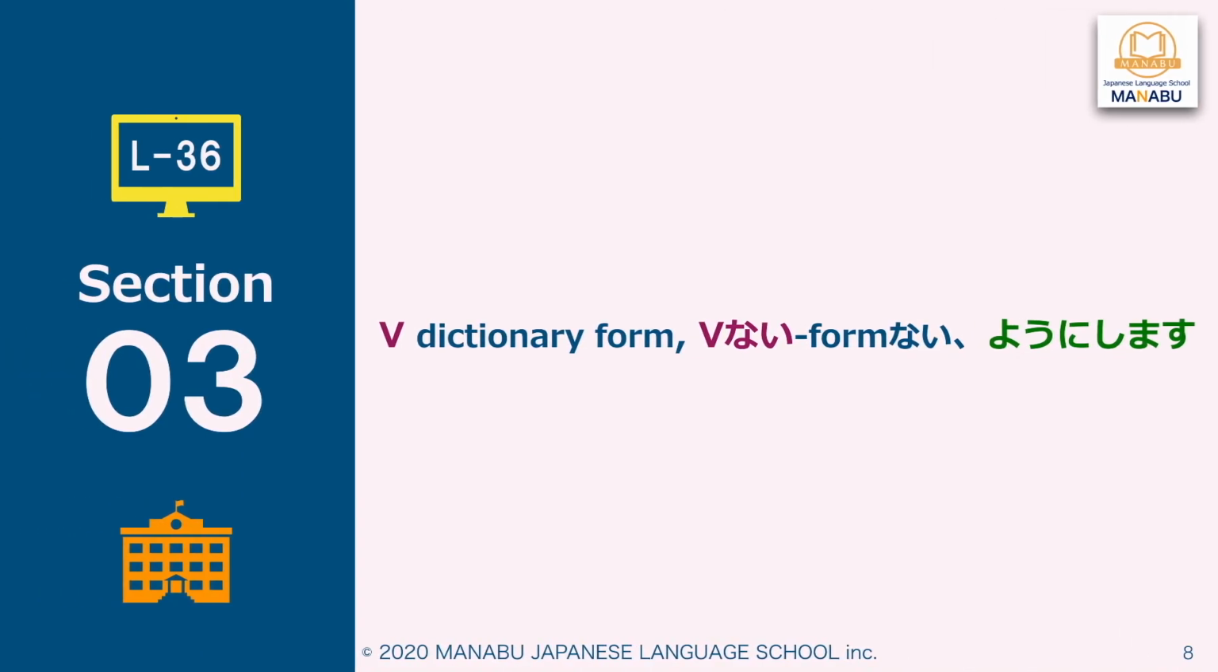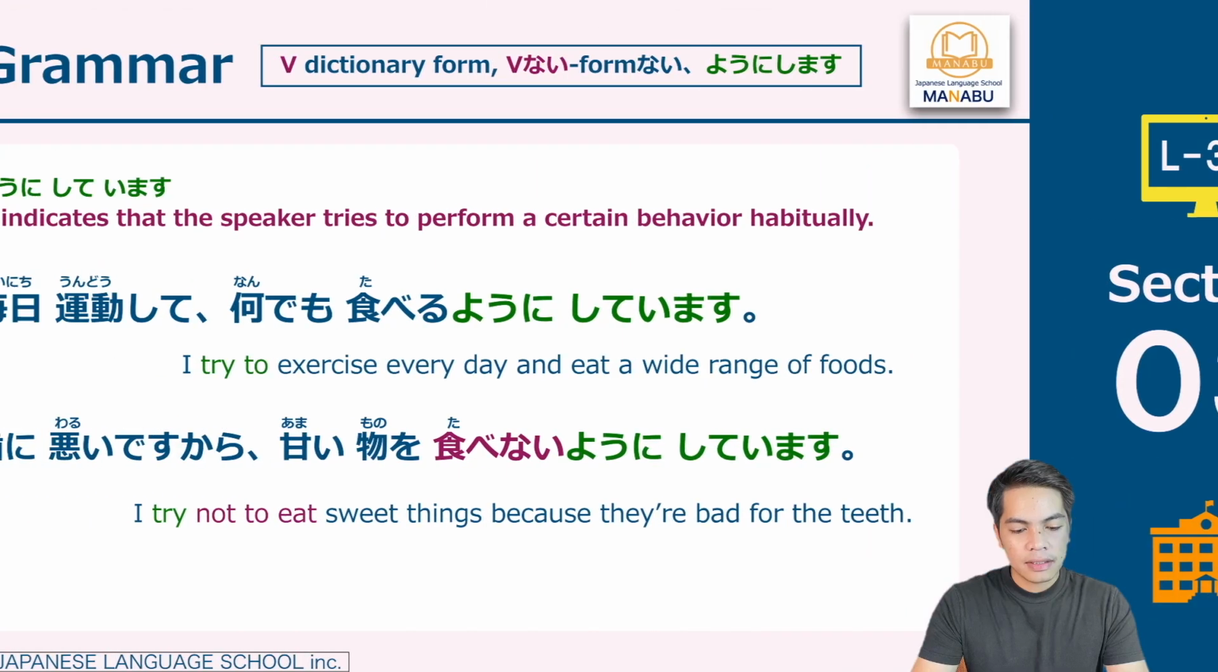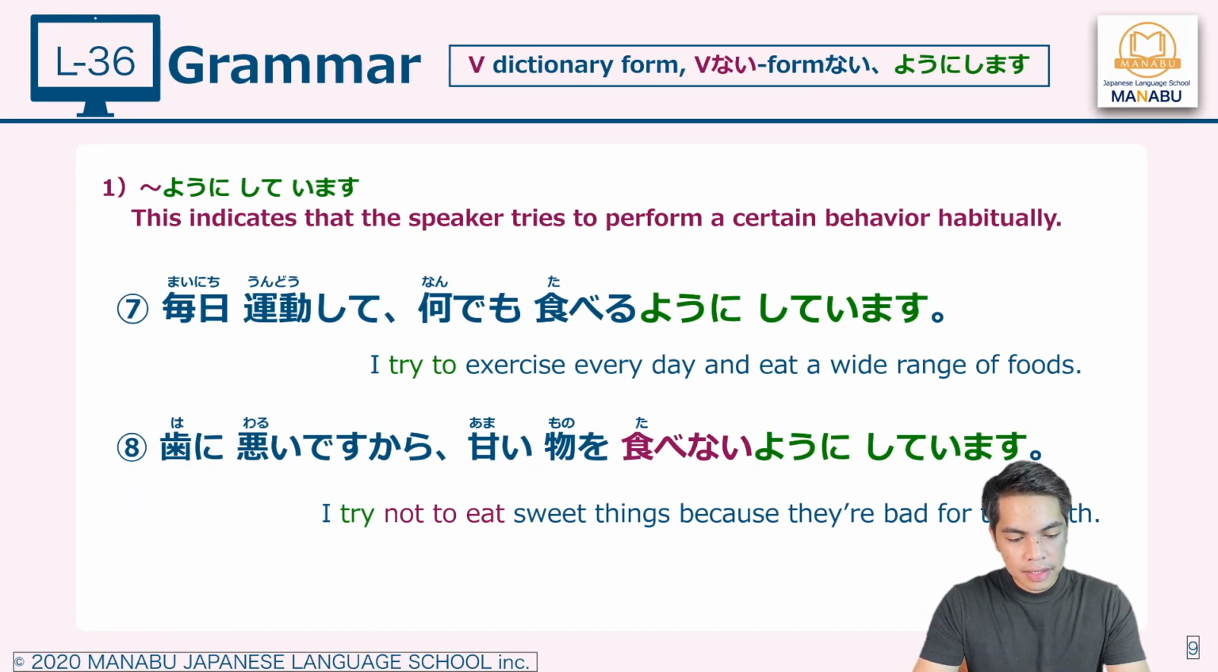Grammar point number 3: verb dictionary form yo ni shimasu and the verb nai form yo ni shimasu. Verb nai form yo ni shiteimasu indicates that the speaker tries to perform a certain behavior habitually. Or in other words, you are trying to do something as a habit, or you always try to do something, a certain behavior, habitually.